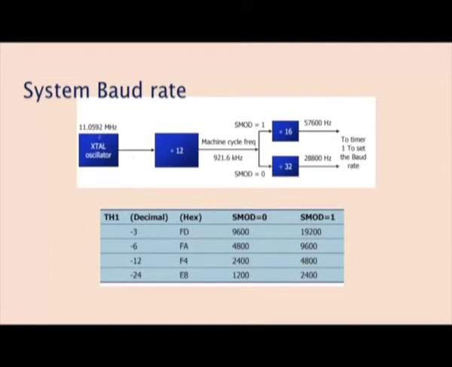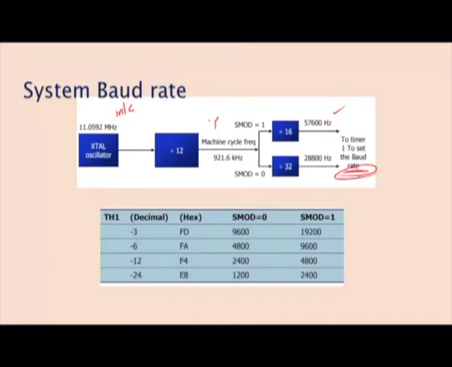So, with this frequency, which is a machine cycle frequency, this is a frequency for one machine cycle which consists of 12 pulses. So, we have to divide by 12 to get a clock frequency for the single pulse. That single pulse will be divided by either 32 or 16. If it is 16 you get the double baud rate, if it is 32 you get the actual value. You will get 28,800 hertz which will define the baud rate.